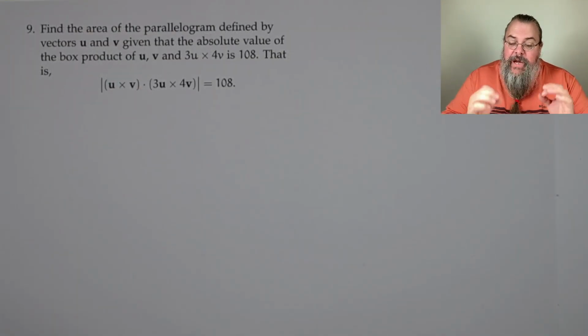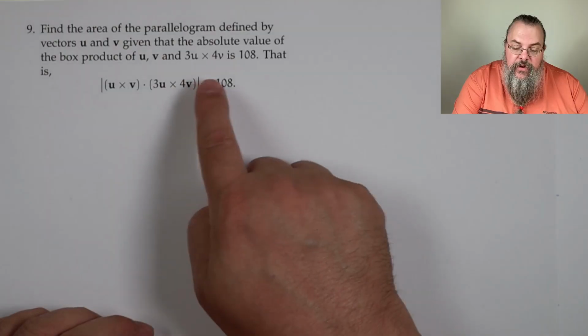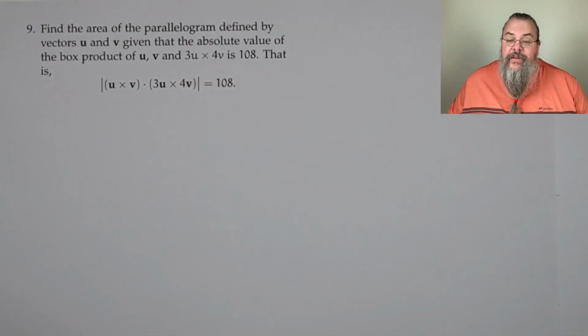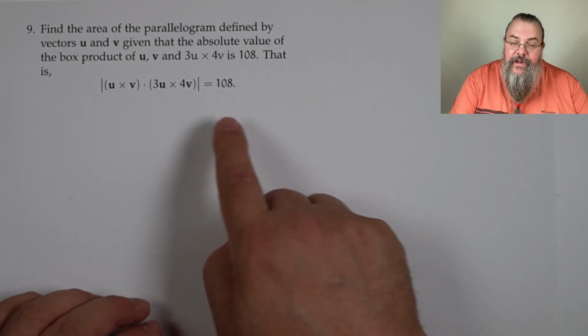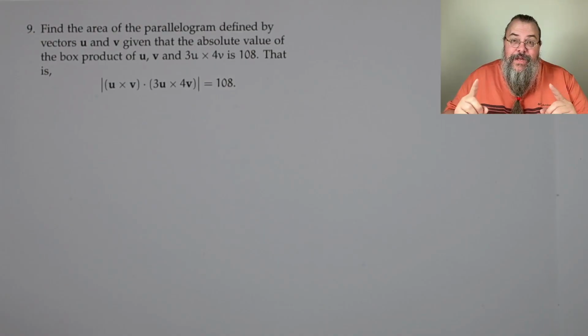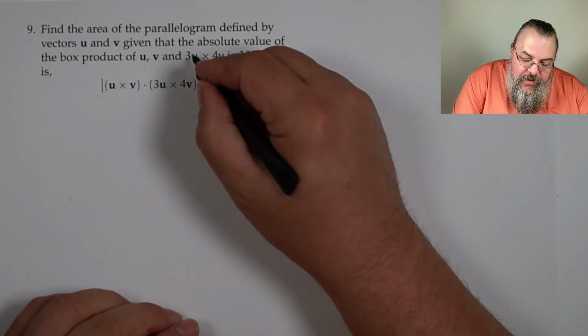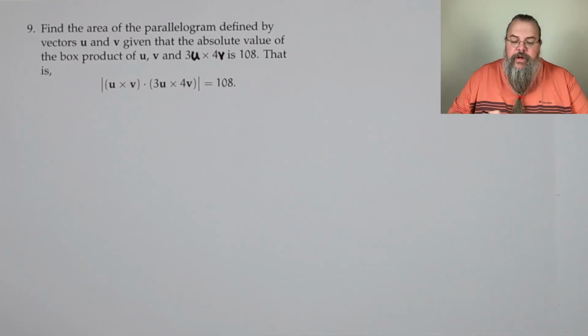Find the area of the parallelogram defined by the vectors u and v, given that the absolute value of the box product of u, v and 3u cross 4v is 108. That is, u cross v dot 3u cross 4v is 108. And you're like, what? But this is going to be not as bad as it looks. Okay, so first off, we're going to forgive our problem writers. These should have been a bold u and a bold v, but that's okay. We love our problem writers.